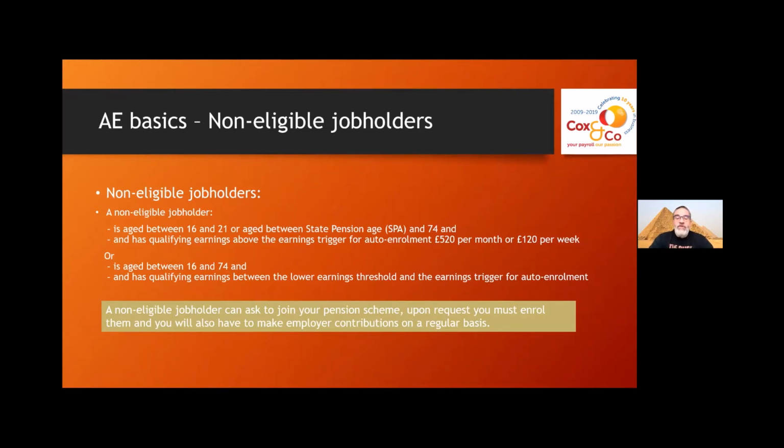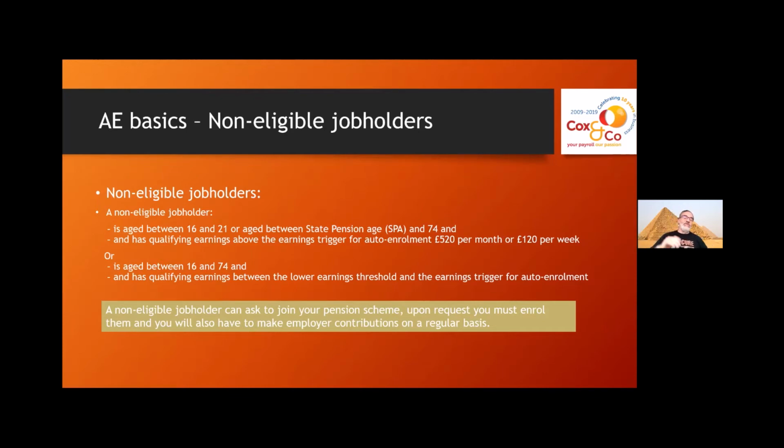So actually that's earnings threshold for auto-enrollment would be the correct, I think, let me get that right. Yeah, it should be all threshold. So he's not over 833. I think he's over. Yeah, so it's not the trigger. It's the right figure, but it's the wrong description. Or he's aged between 16 and 74 and has qualifying earnings between the lower earnings threshold and earnings trigger. So he hasn't hit the trigger of £10,000 per annum, £833 per month.